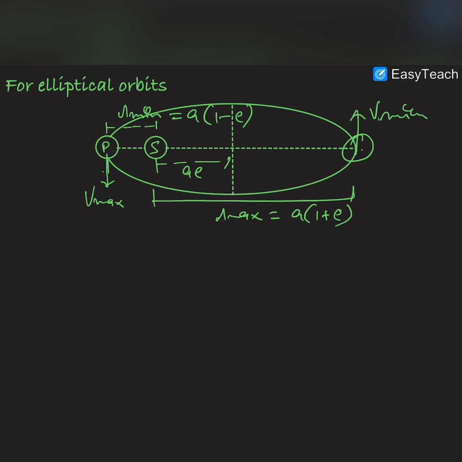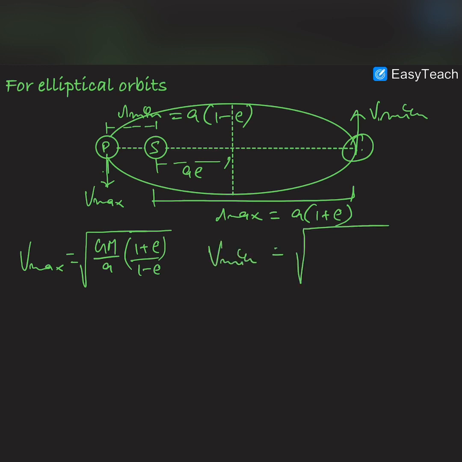And we have already derived the relation that V maximum is under root of GM by a, where a is the semi-major axis, into 1 plus e upon 1 minus e, whereas V minimum is equal to under root of GM by a into 1 minus e upon 1 plus e. These are V maximum and V minimum. So now let us write down the energy at perigee. Perigee is this point, this one.